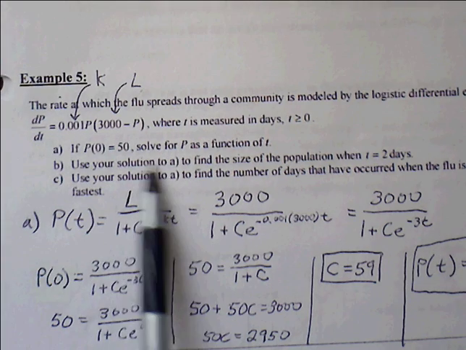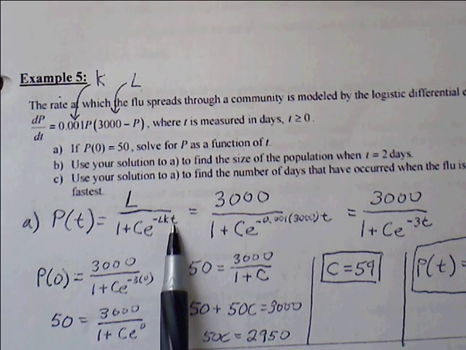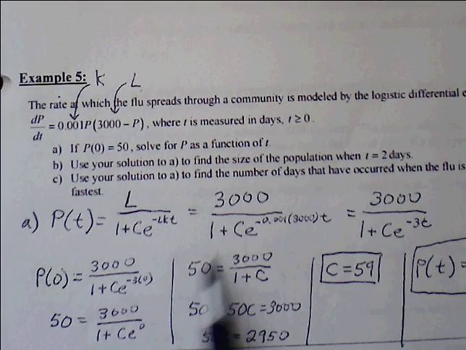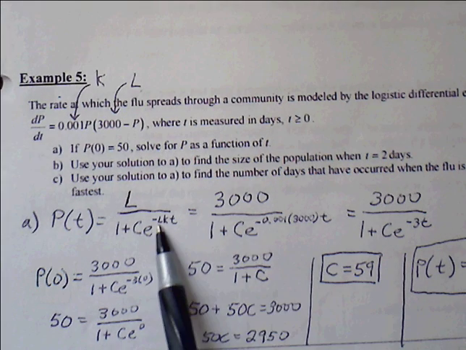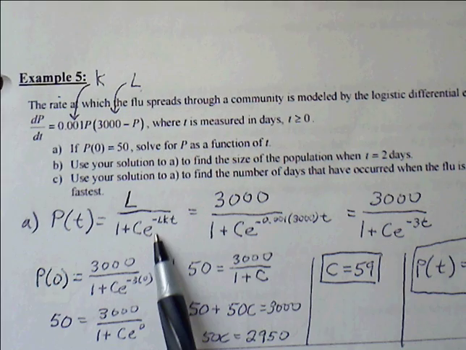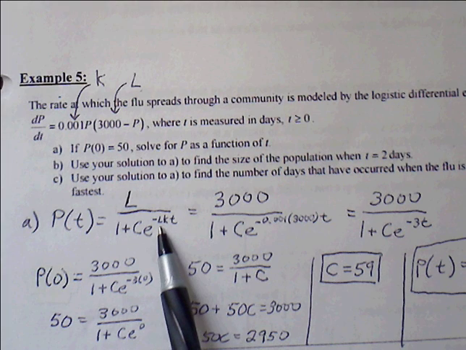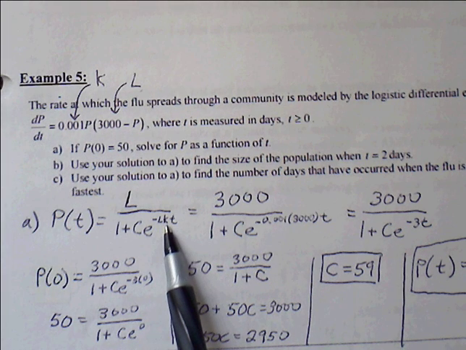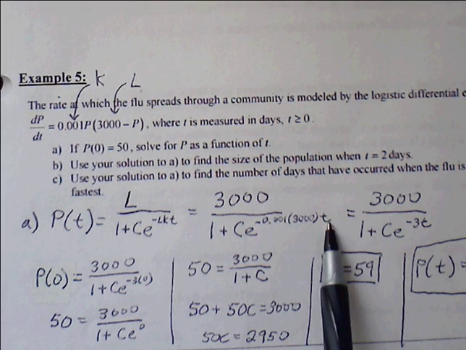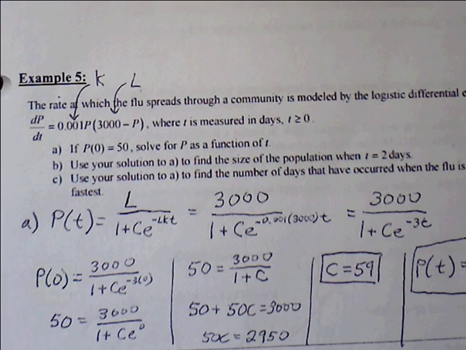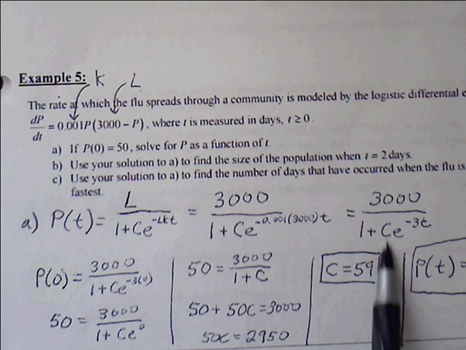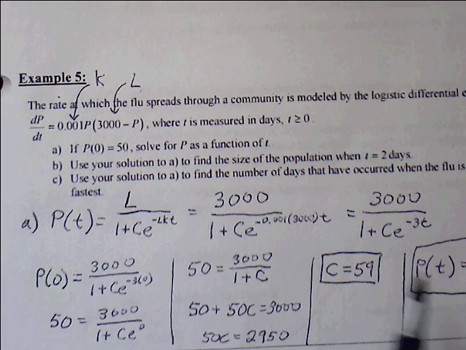So we know here is our equation. We just plug everything in. L is 3,000. K is negative 0.001, and our t value as is. If we clean this up, we get 3,000 over 1 plus C e to the negative 3t.